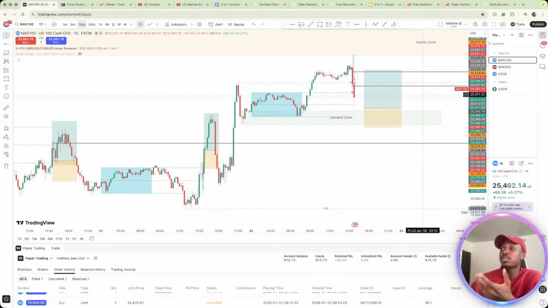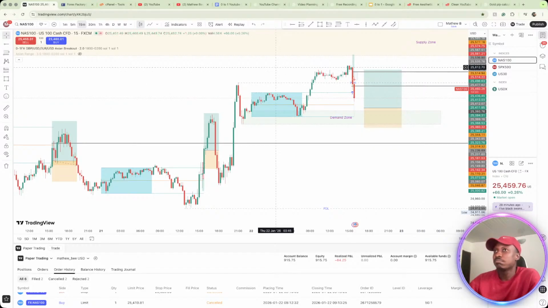Volatility is when the price is changing frequently, like going up and down. But liquidity is when there is participation of proper sellers or proper buyers. And right now, we've just been trading in one direction.